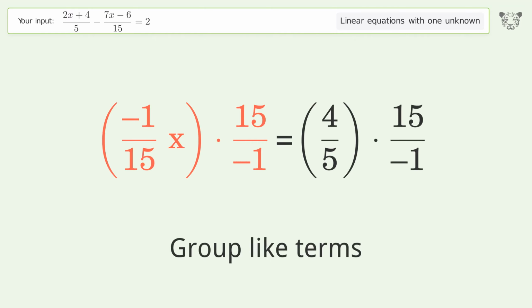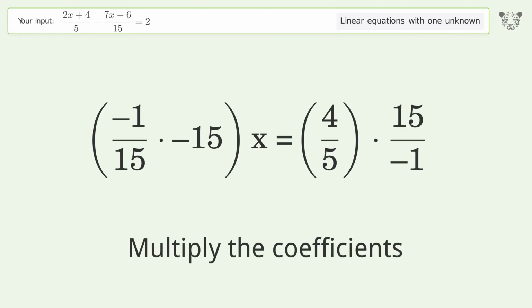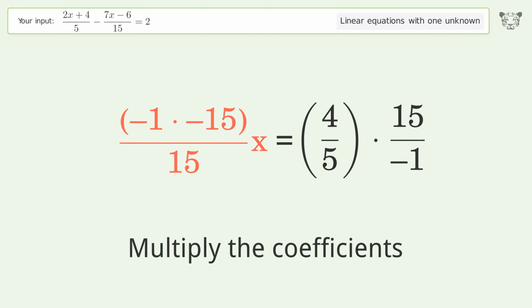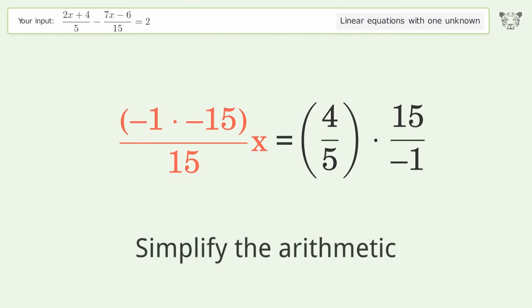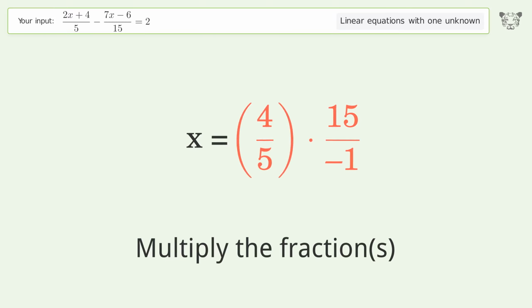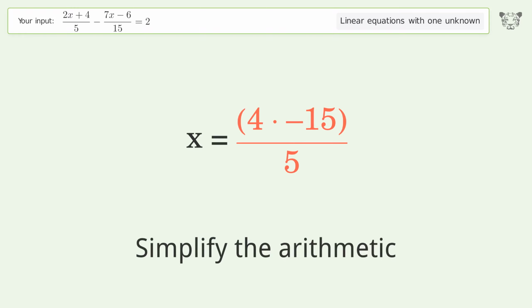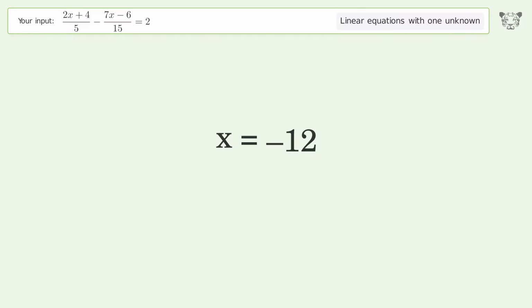Group like terms. Multiply the coefficients. Simplify the arithmetic. Multiply the fractions. Simplify the arithmetic. And so the final result is x equals -12.